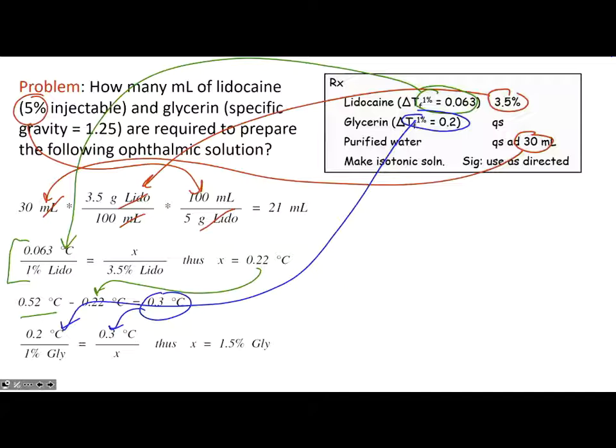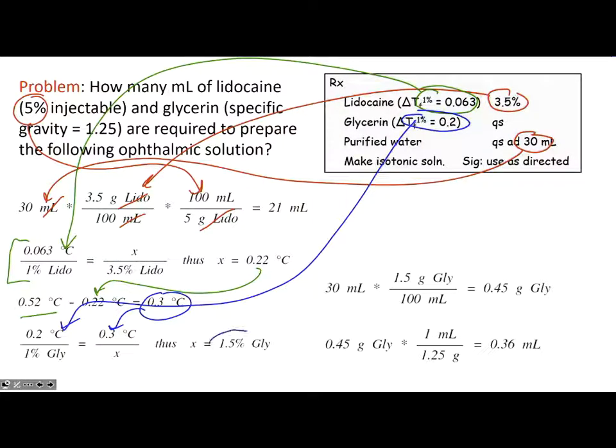So we're almost done, but it wanted to know the volume of glycerin, not just the concentration. So the next step is to take our percent glycerin here, re-express it here, and remember we want 30 milliliters. So if I have 30 milliliters times the 1.5%, meaning 1.5 grams per 100 mils, then again, milliliters will cancel, and I will be in grams of glycerin, and I get 0.45 grams of glycerin.